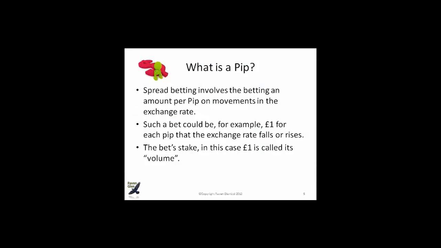Spread betting actually involves the betting of a specific amount per pip on the movements in the exchange rate, in the example we've just looked at, the sterling dollar exchange rate. So you can select how much you want to stake for each pip in the exchange rate movement, for example £1 for each pip, or £5 for each pip. And the stake, in this case the £1 per pip, is called its volume.